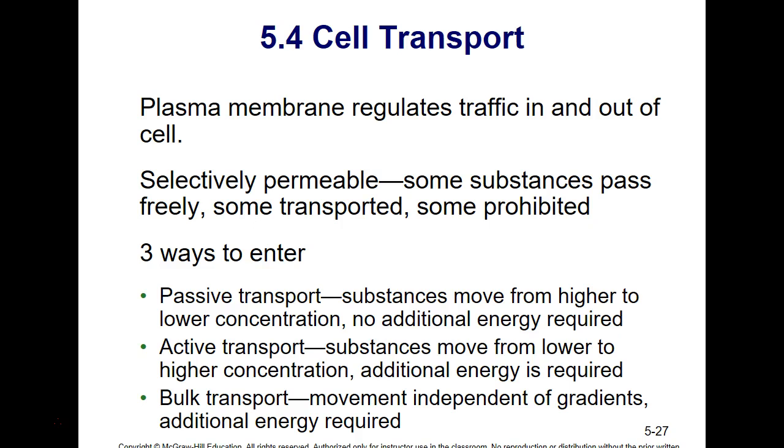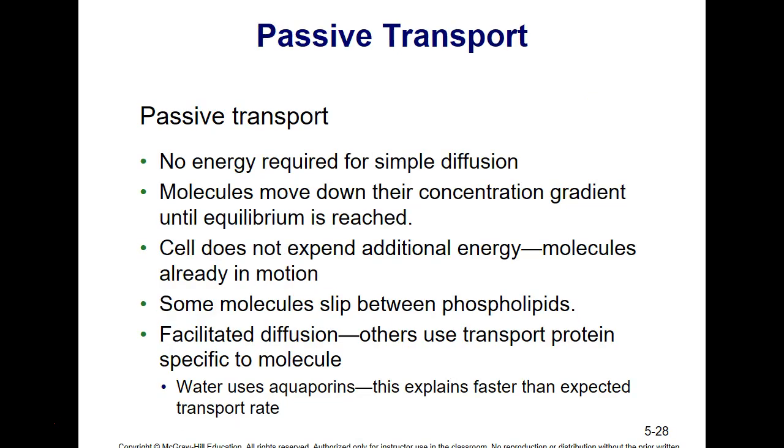You also have bulk transport, which, of course, is when you're trying to take a lot of things across that selectively permeable membrane; you're going to have additional energy required here as well. Passive transport, another name for it is simple diffusion. No energy is required. Molecules go down their concentration gradient until dynamic equilibrium is reached. No energy over here. Facilitated diffusion, others use transport proteins specific to molecules.